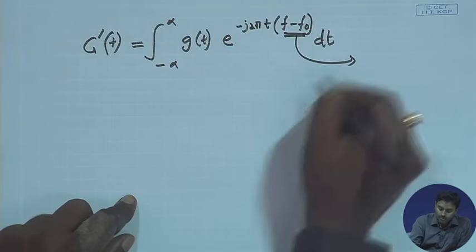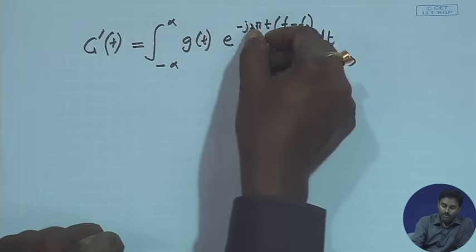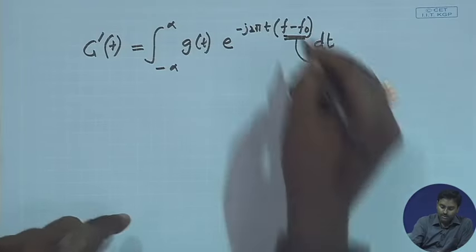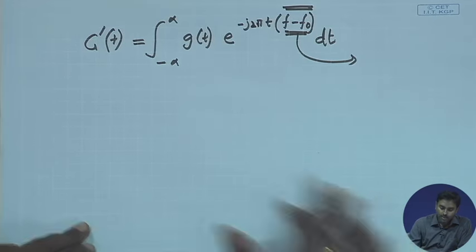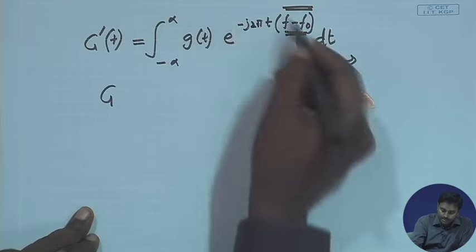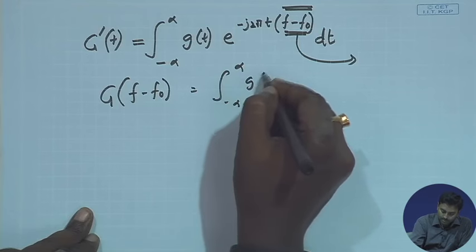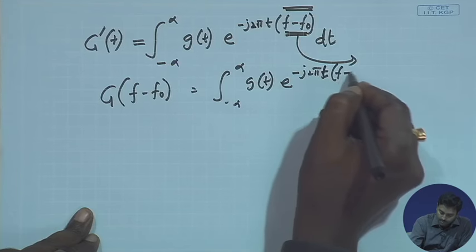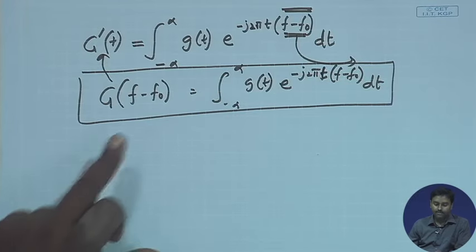Now, see what was happening. If g(t) has the Fourier transform integral of g(t) e to the power minus j 2 pi f t dt, then I get G(f). So, if I just replace f by f minus f0, a new variable, then from that analogy I can get this is equal to G(f minus f0), which is nothing but the integral of g(t) e to the power minus j 2 pi (f minus f0) t dt. So, immediately I can write that G dash f is nothing but this.